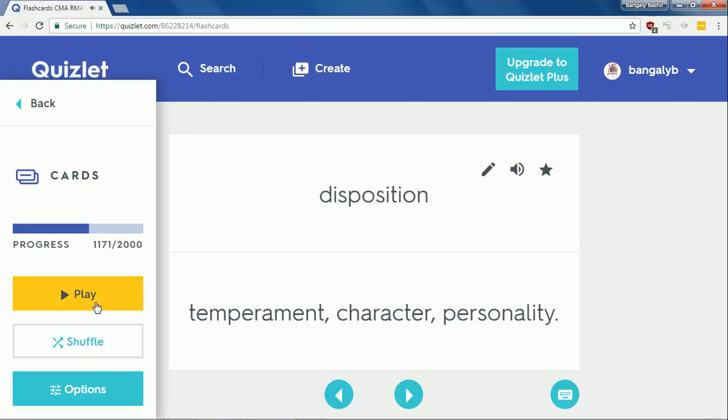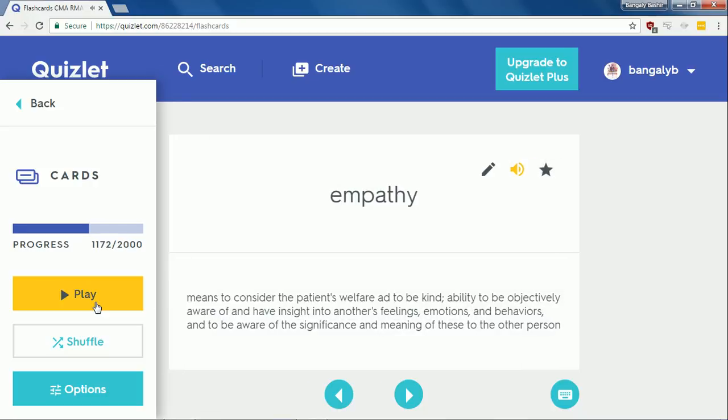Disposition. Temperament, character, personality. Empathy. Means to consider the patient's welfare and to be kind. Ability to be objectively aware of and have insight into another's feelings, emotions, and behaviors, and to be aware of the significance and meaning of these to the other person.